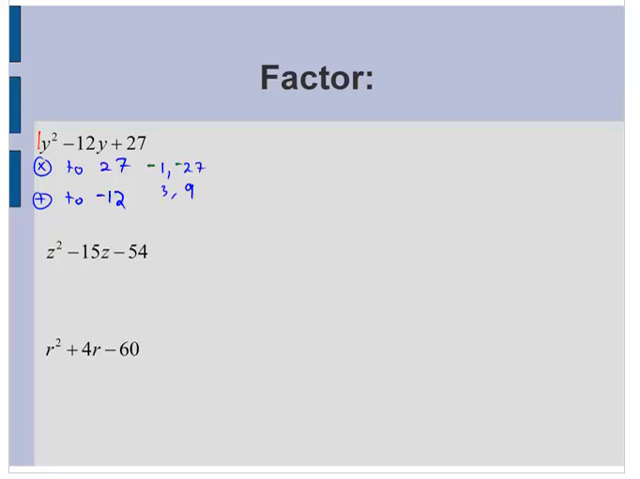A negative times a negative is also positive. Negative 1 times negative 27 is positive 27, but they sum to negative 28. Negative 3 and negative 9 multiply to positive 27, and negative 3 plus negative 9 is negative 12. That's the pair that I want. So then I would write the factored form as y minus 3, y minus 9. We don't write plus and negative, we just write minus.